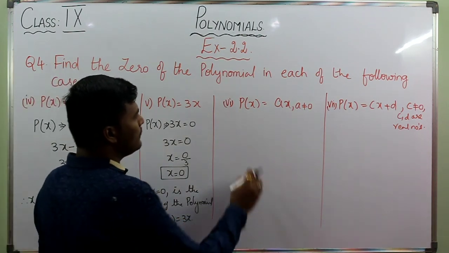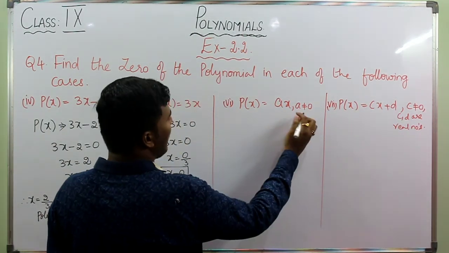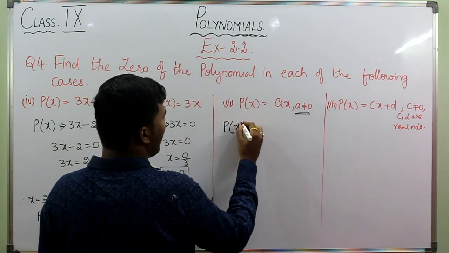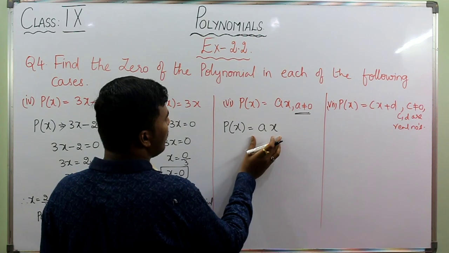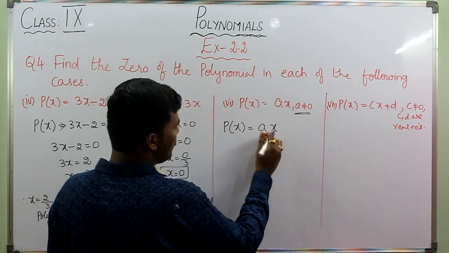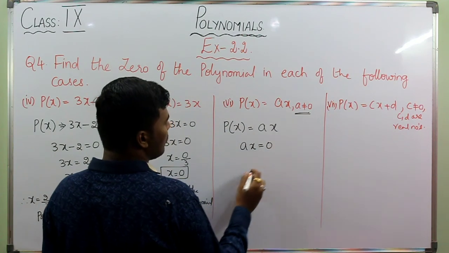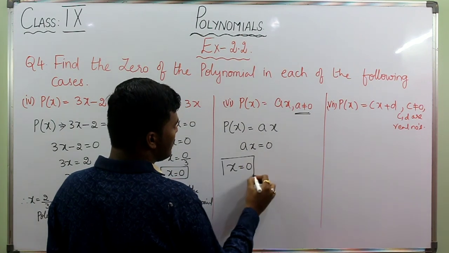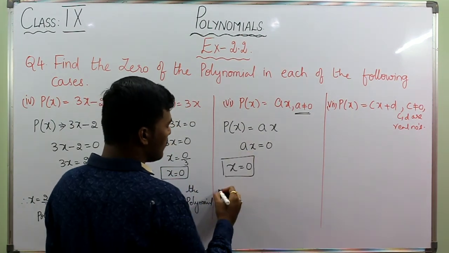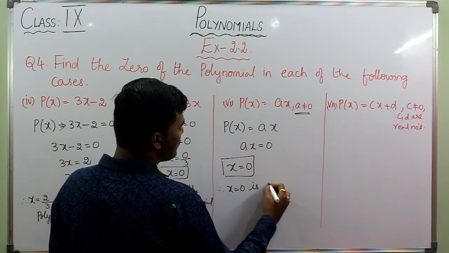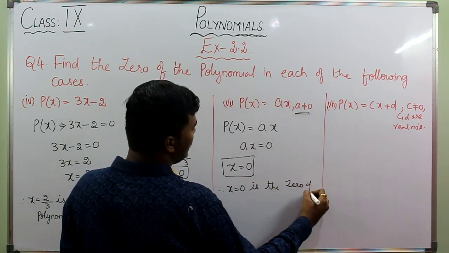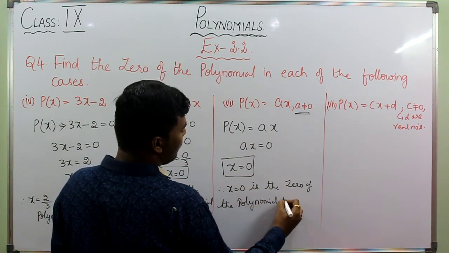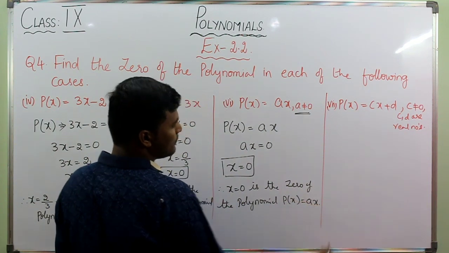Now the next one, that is P of x is equals to ax, and here you are specifying that a is not equals to 0. That means P of x is equals to ax. So in order to get the 0, a cannot be 0. What will we get now? Ax is equals to 0. As a is not equals to 0, what should be 0 then? X will be 0. If x is 0, then only we will get this as 0. So therefore x is equals to 0 is the 0 of the polynomial P of x is equals to ax.